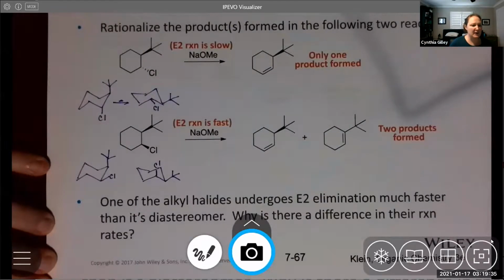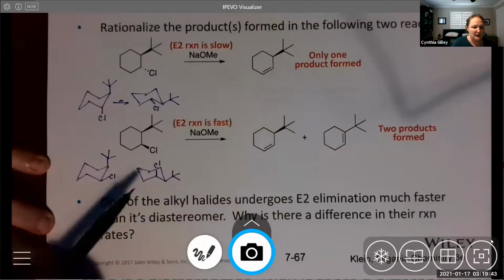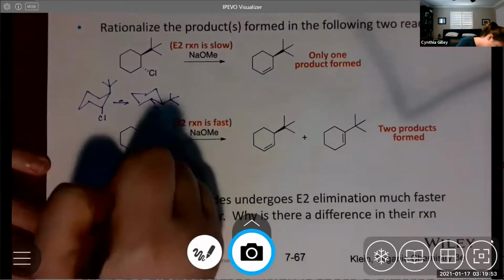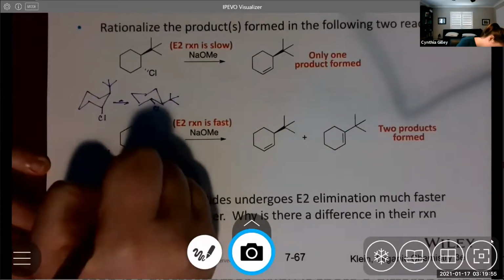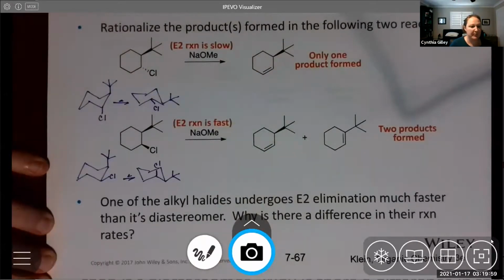When we think about which one is more stable, this big bulky tert-butyl group is definitely going to prefer an equatorial position. Even though the chlorine is axial, chlorine is much smaller than a tert-butyl group. So it's okay to sacrifice a chlorine axial to get tert-butyl in an equatorial position. So the equilibrium still definitely favors the chair conformation on the right.